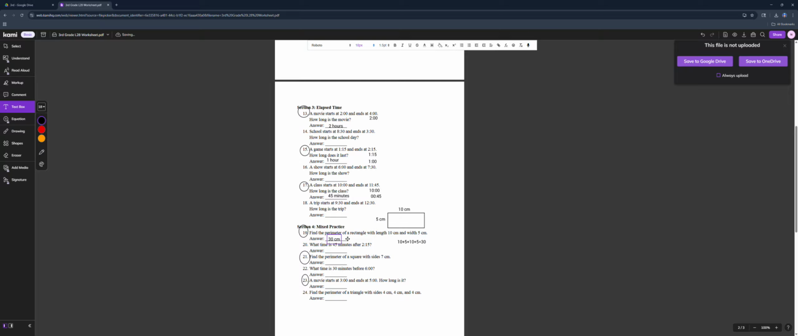And number 21, find the perimeter of a square with side 7 cm. That just basically means each side of this square is going to be 7 cm long. And to find the perimeter of the square, you just add all four sides. And we know each side of the square is 7 cm, so 7 plus 7 plus 7 plus 7. We know 7 plus 7 is 14, so if you do 14 plus 14, that equals 28. So the perimeter of the square is 28 cm.